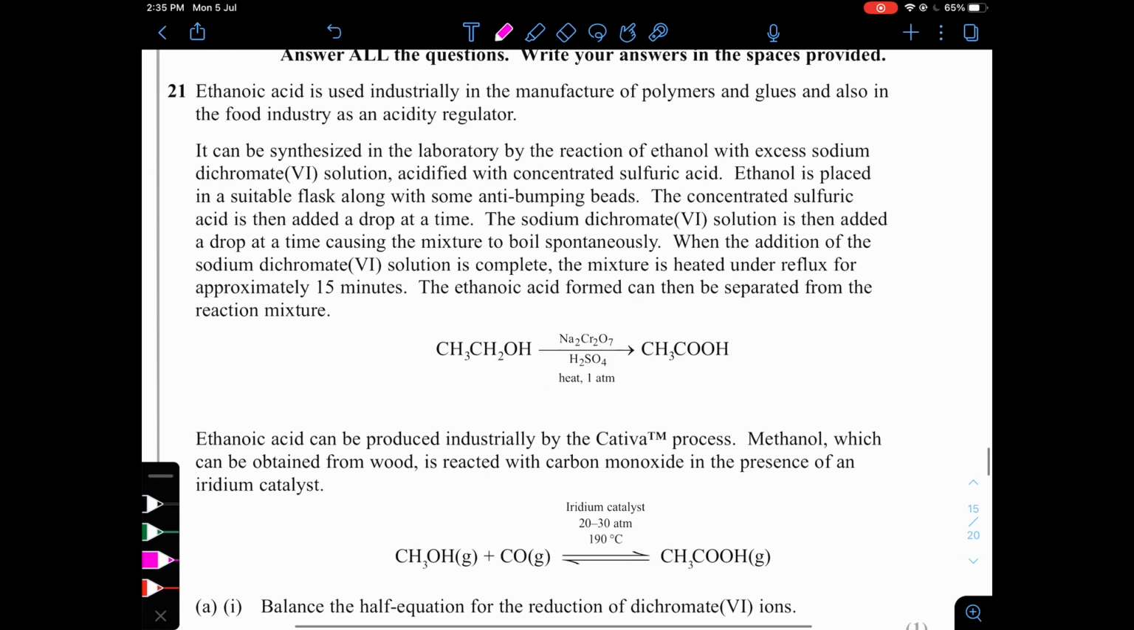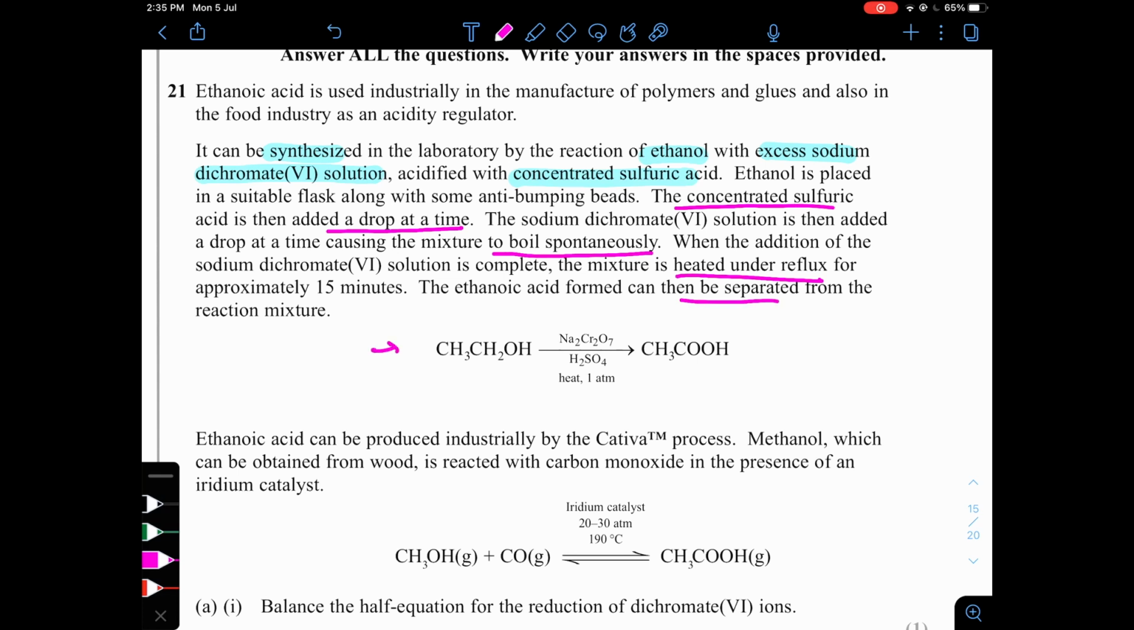So we have ethanoic acid is industrially used to manufacture polymers and glues, and also in the food industry. It can be synthesized in the reaction of ethanol with excess sodium dichromate and concentrated sulfuric acid. So they're telling us the procedure. The concentrated acid is added a drop at a time. The sodium dichromate is then added a drop at a time. Mixture to boil spontaneously, so it must be very hot. When the addition of sodium dichromate is complete, the mixture is then heated under reflux. The ethanoic acid formed can be separated from the reaction mixture.